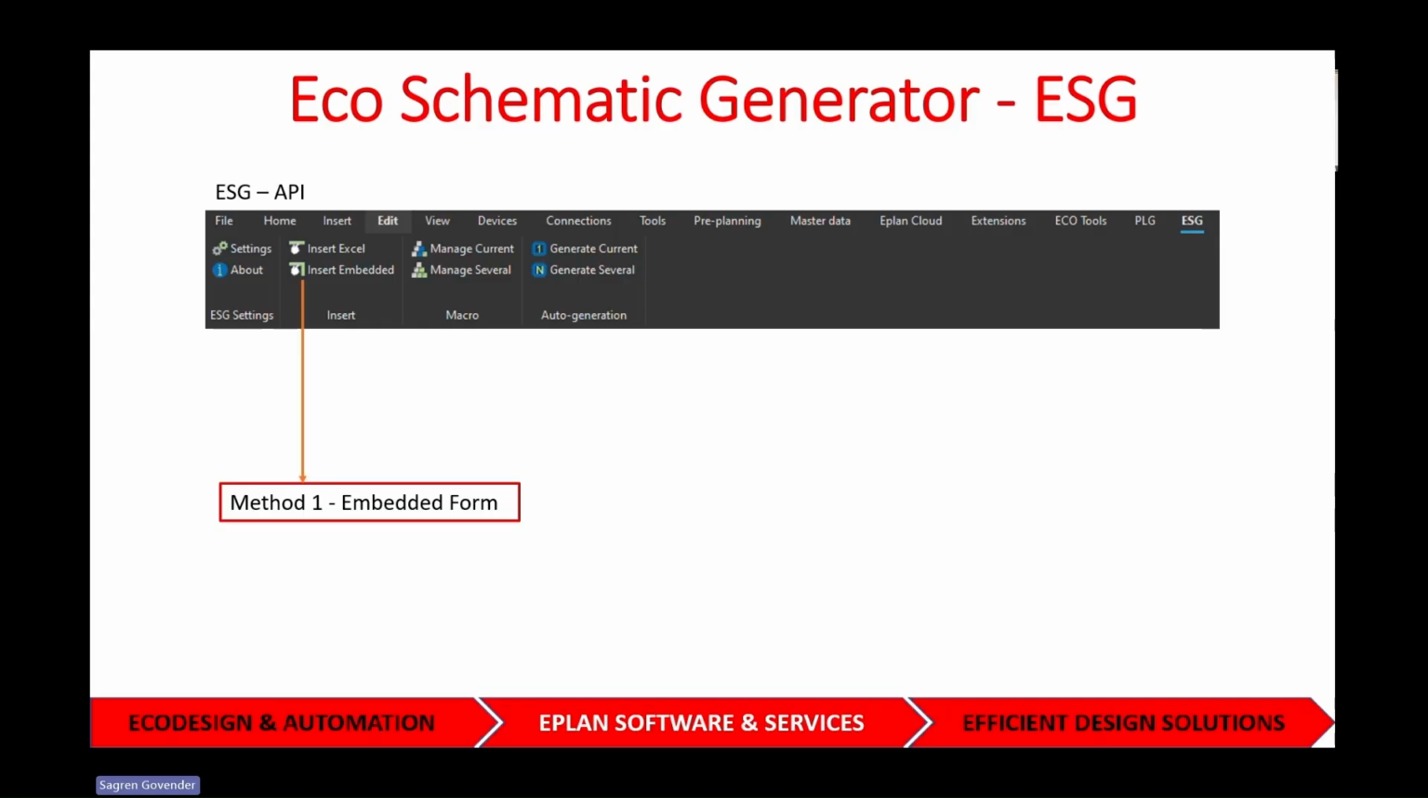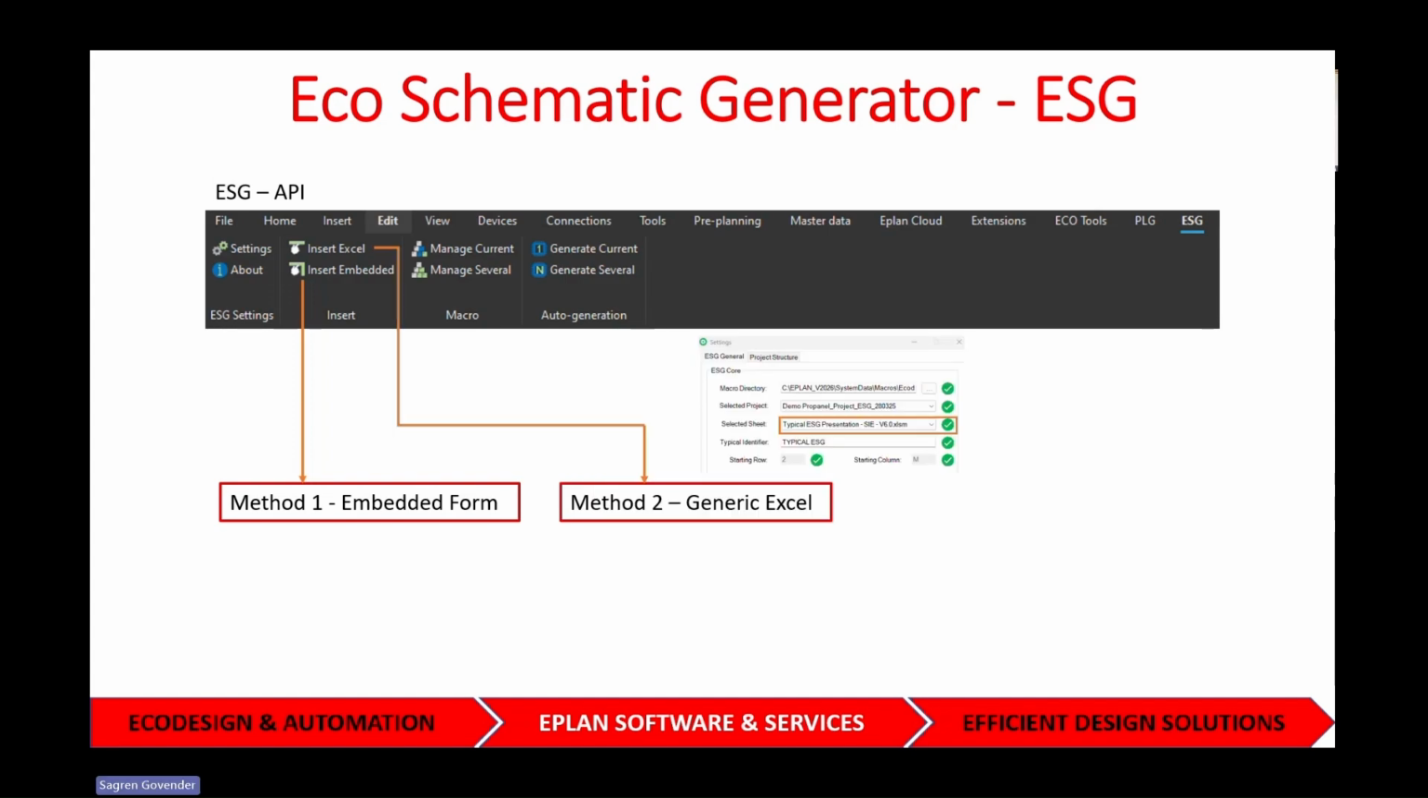So I'll just run through this Eco Schematic Generator. We've got different methods in which you can generate schematics. And we've got a very basic method via an embedded form. So if you don't want to use Excel for whatever reason, you can't be bothered with it, there's an embedded form. You bring up the form, you insert your macro, you put the page that you want to generate this, press a button, it's going to generate it for you. So this is a very simple embedded form method.